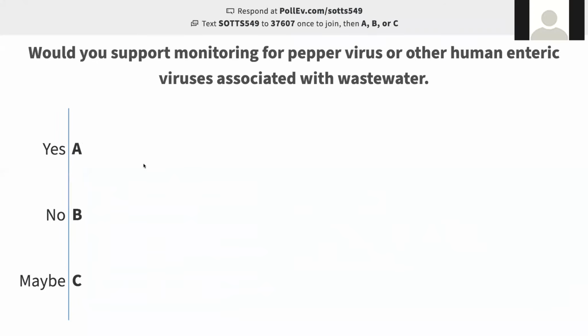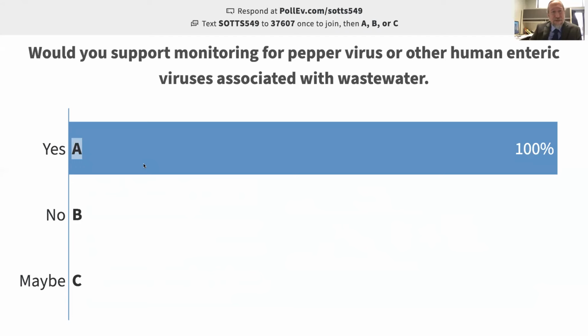This is our polling question for the pepper virus. The pepper virus was something that we thought was important just to prove that we could extract virus. Well, it looks like everyone agrees. That's good, thank you. Oh, we got a maybe.